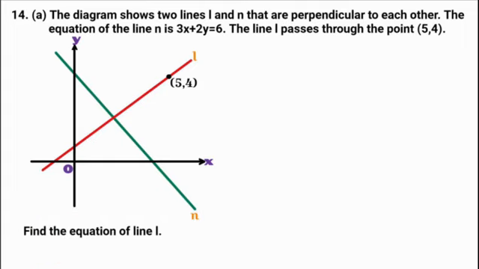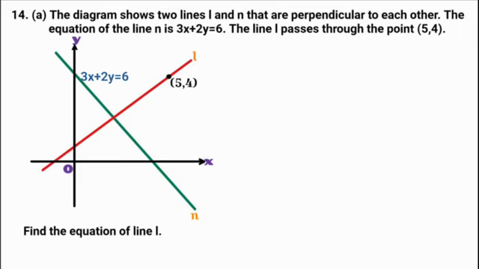Basically, we are just given the equation for the line N, which is 3x plus 2y is equal to 6, and line N is the one in green. We are supposed to find the equation for line L, which is the red line. What we need to do now is first find the gradient of the line L. To find the gradient of line L, we're going to use the equation for N. Remember, these two lines are perpendicular.